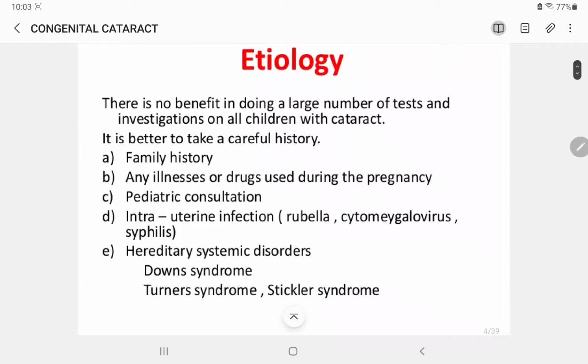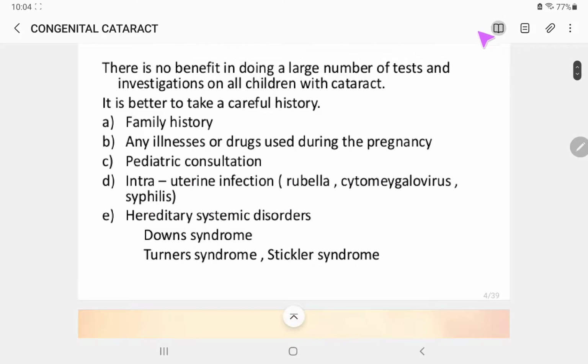Okay, as the slide suggests, there is no benefit in doing a large number of tests and investigations on all children with cataract. Why? Because it is associated with familial history, illnesses or drug use by the mother during pregnancy, and the history should be consulted. Also any kind of intrauterine infection, like we discussed above: rubella, cytomegalovirus, syphilis; these are the STIs. And cataract can also be seen as a feature in syndromes like Down syndrome, Turner syndrome, and Stickler syndrome. So remember these names.